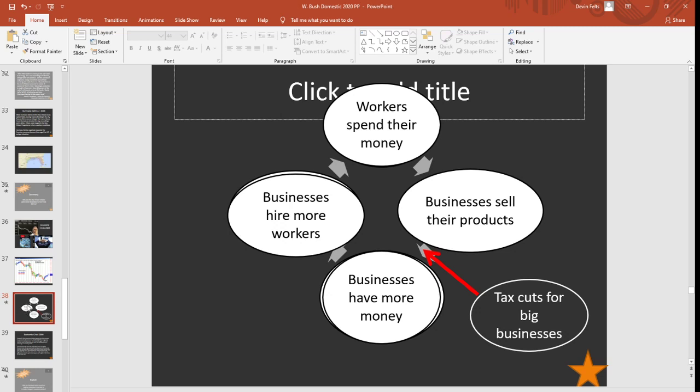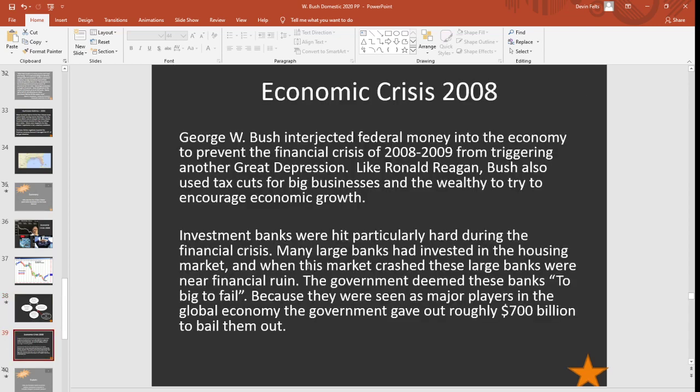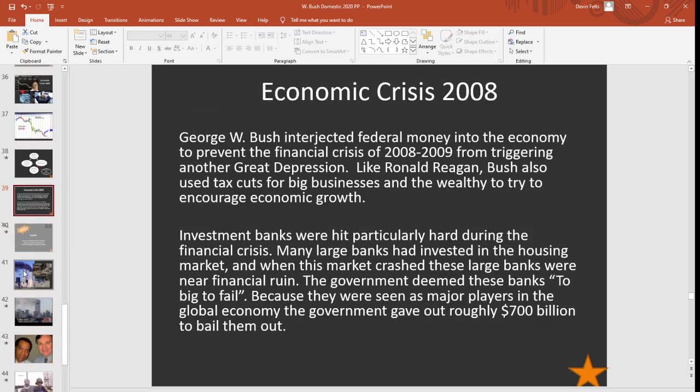So, in summary, financial crisis hits because the banks invest poorly in the housing market, right? That crashes. The government responds by giving money to those big banks to help them stabilize. And the government also decides to implement business tax cuts to help kick the economy, right? To help restart it. And this is what happens during the 2008 financial crisis.